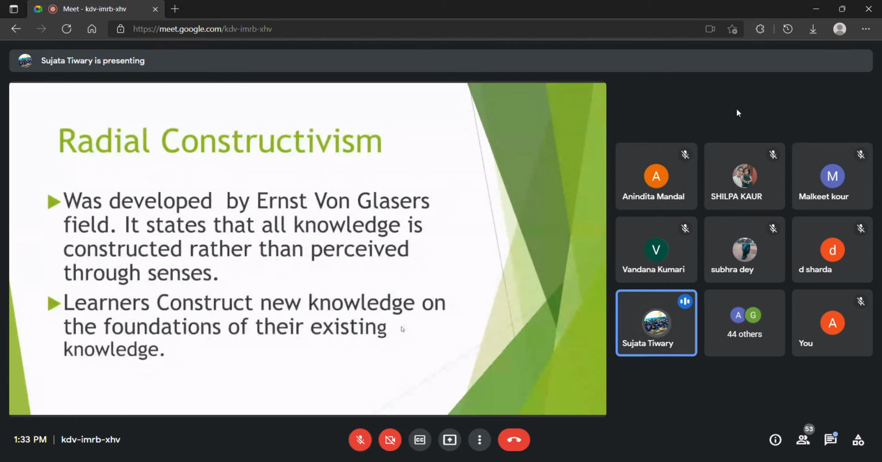Now, radical constructivism. It was developed by Ernst von Glasersfeld. It states that all knowledge is constructed rather than perceived through the senses. Here again, passivity is not there. Knowledge cannot be constructed by only passively grasping or absorbing. It is constructed by involvement. Learners construct new knowledge on the foundation of their existing knowledge.